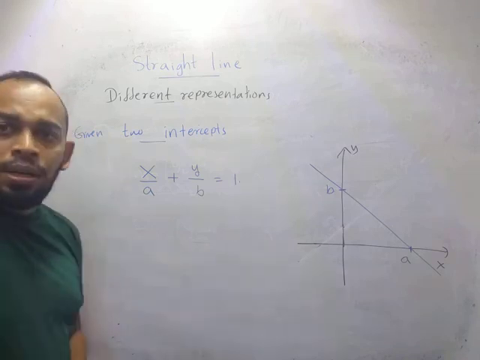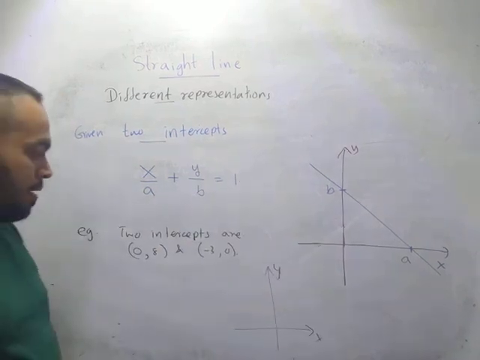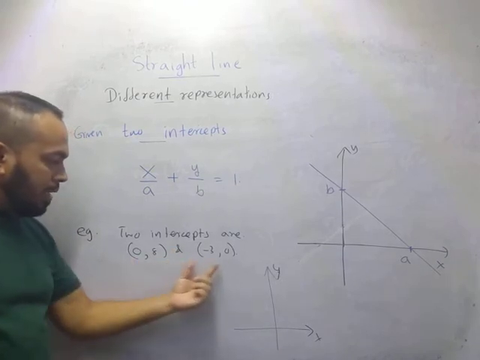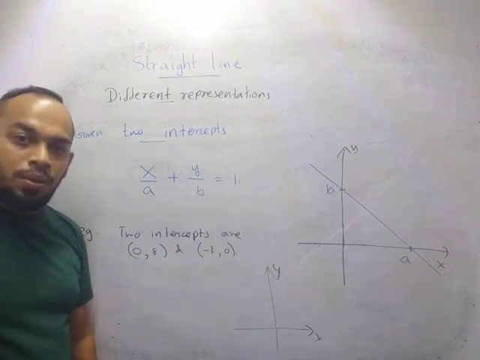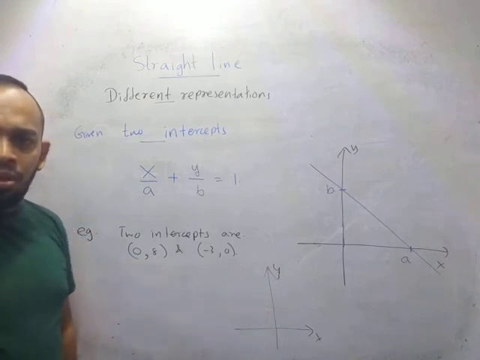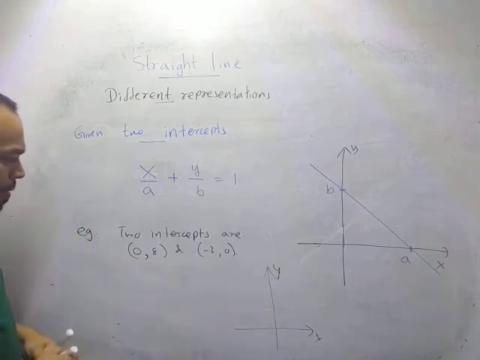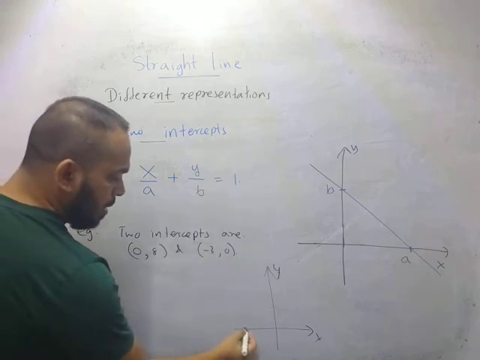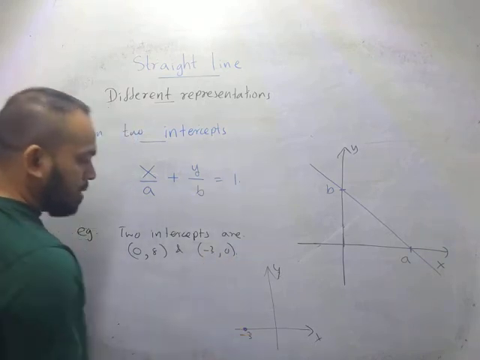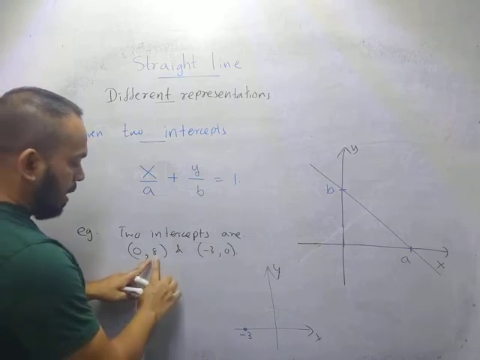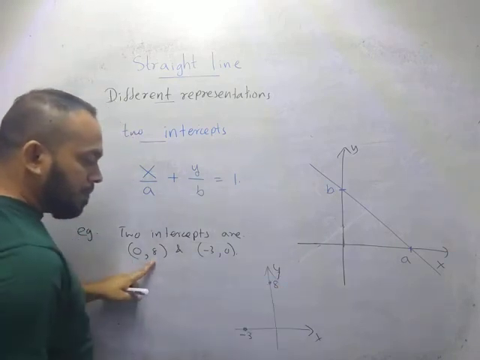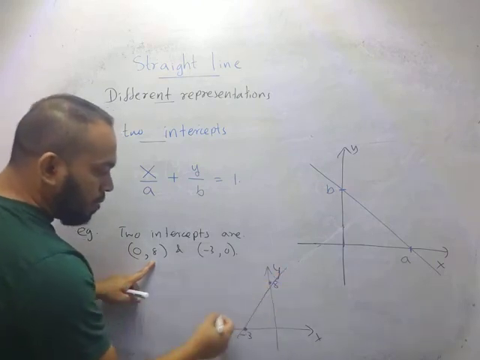Right. So let's try an example. Right. So now given two intercepts. What are the intercepts? 0, 8 and minus 3, 0. So you can do a small sketch if you like. I'm going to plot these 2 points. Minus 3, 0, it's somewhere here. So I'm going to put minus 3 and 0, 8. 8 is somewhere here. So I'm just going to put 8. This is a straight line that moves through these 2 points.